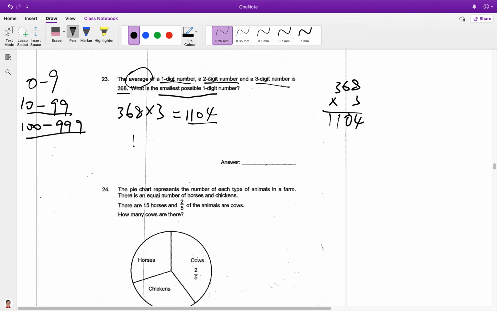So 1104 minus 999 gives 105, right? Because minus 999 is minus 1000 plus 1, so 104 plus 1 gives 105. Then 105 minus 99 gives 6, right? So this is the smallest number.